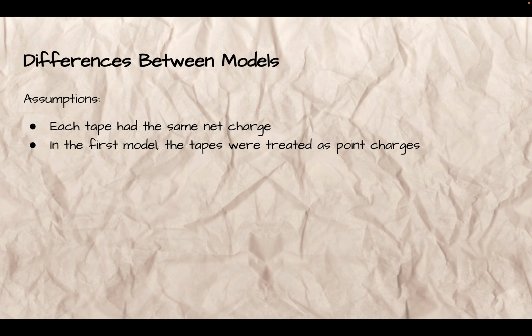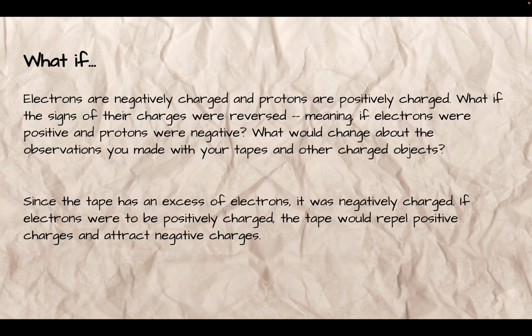There are differences between the models due to assumptions. An assumption that was made is that each tape had the same net charge, and this is because the tapes were prepared in the same way, so we can assume that the tapes have the same net charge. In the first model, we also assumed that the tapes were treated as point charges, where all the charge of the tape is concentrated into one point, which of course is not actually how it is in real life.